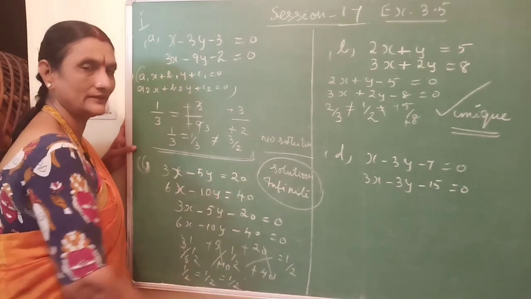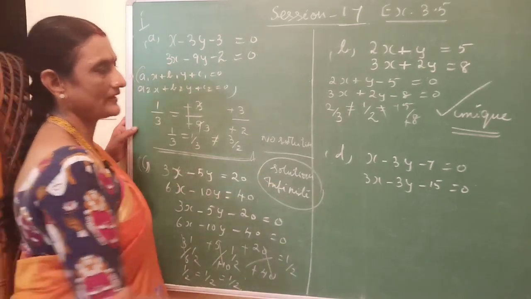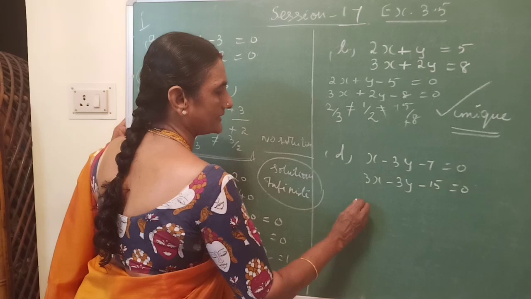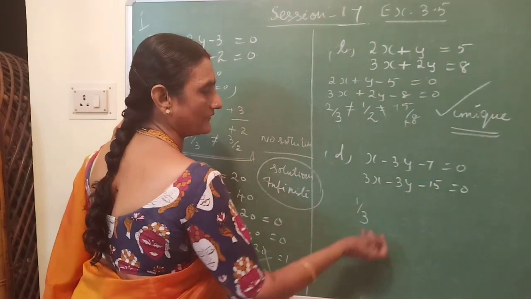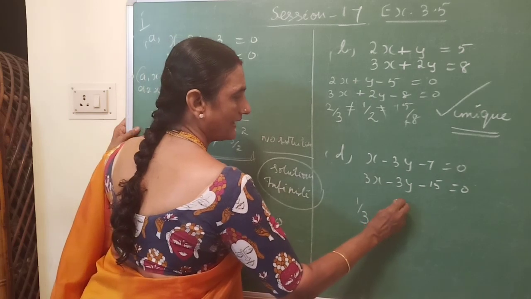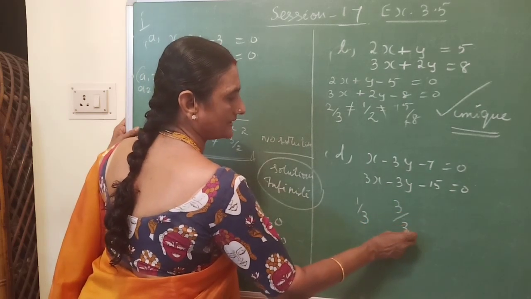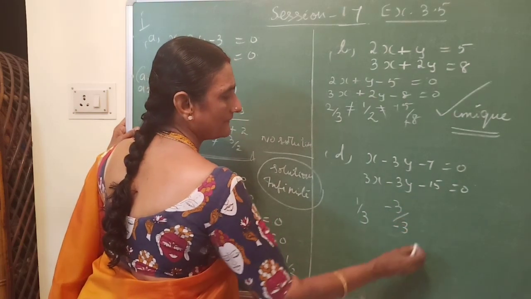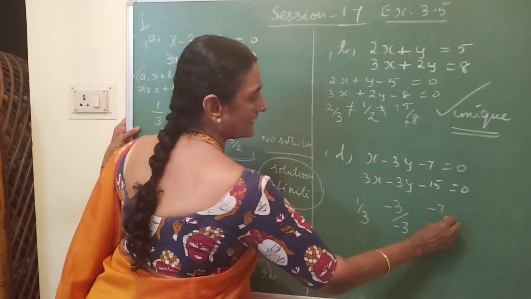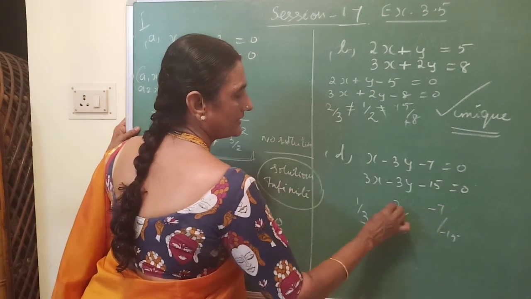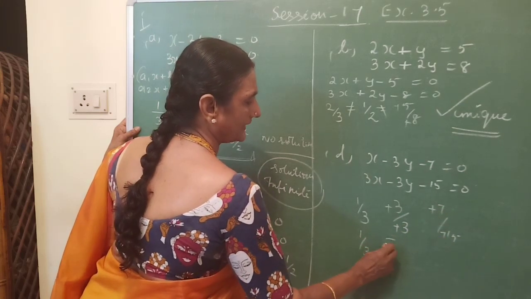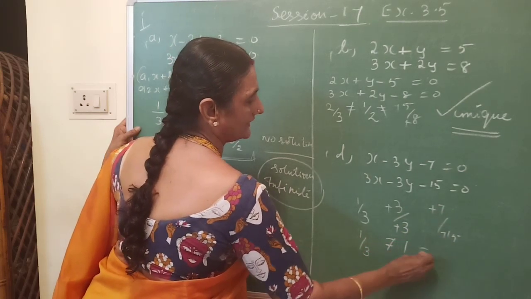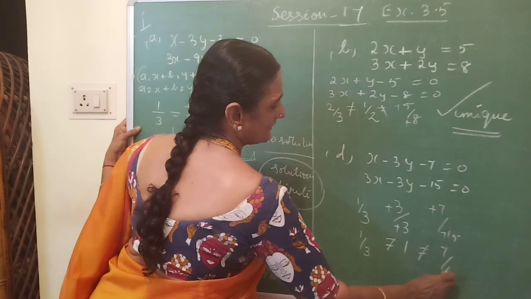Now get back to the fourth. So what is your A1 by A2? It is 1 by 3. It is already in the standard form, so we can straight away go for that. And minus 3 by minus 3. And then minus 7 by minus 15. So both will become positive. We will get 1 by 3 is not equal to 1 is not equal to 7 by 15.